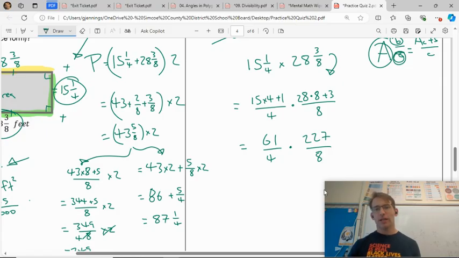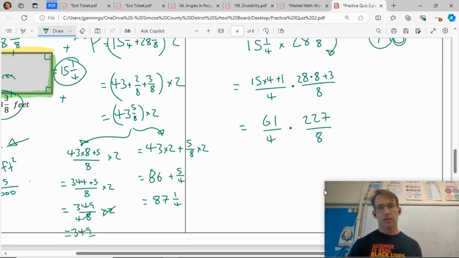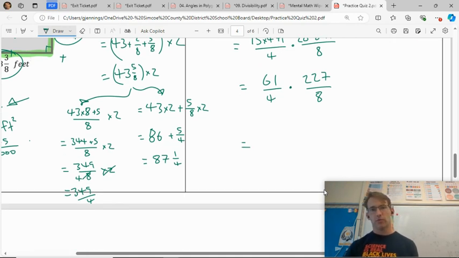It's not an error. Okay. Let's see if I'm right. 28 times 8. So we have 20 times 8 is 160. 8 times 8 is 64. 160 plus 64 is indeed 224. 224 plus 3 is 227. So I am correct. So now I multiply these. So 4 times 8, that's not bad. That's 32. 61 times 227. This is the way I would do it.